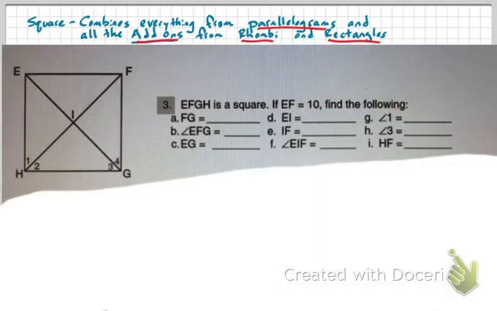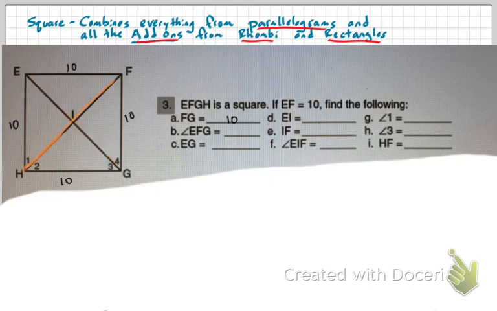Okay, so if I look at this diagram now, I know that EF is 10. So I know that this length is 10. Well, that means that all four sides are 10. So that means FG is 10. That means that, do I have any other ones? EI, IF, okay.